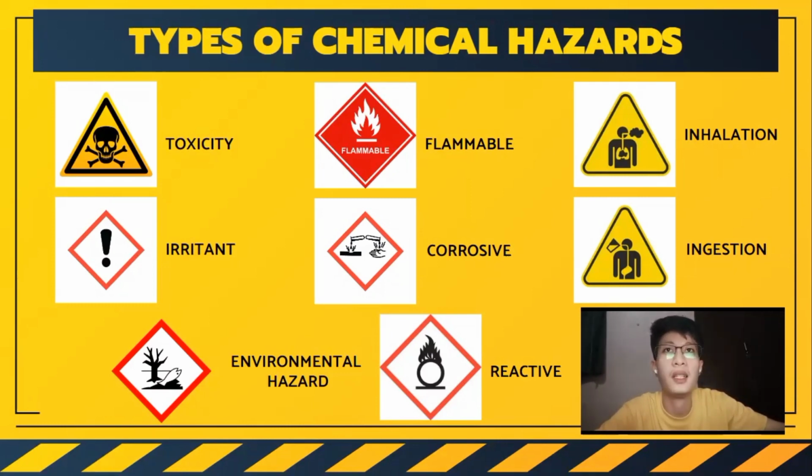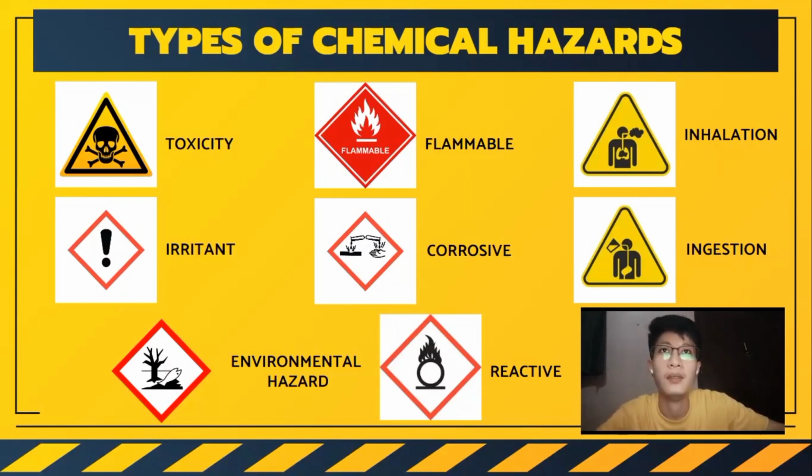Next is environmental hazards. An environmental hazard is a substance or phenomenon that can cause harm to the natural environment and/or living organisms. These hazards can have far-reaching effects on ecosystems and can lead to health problems in humans and wildlife. Examples of environmental hazards include air pollution from factories and vehicles, water pollution from agricultural runoff and sewage, and the release of toxic chemicals into the soil.